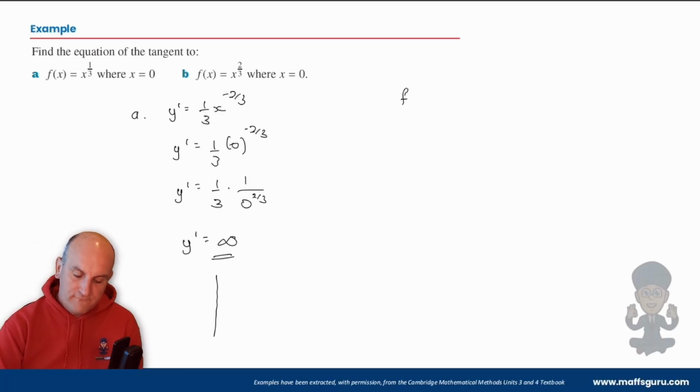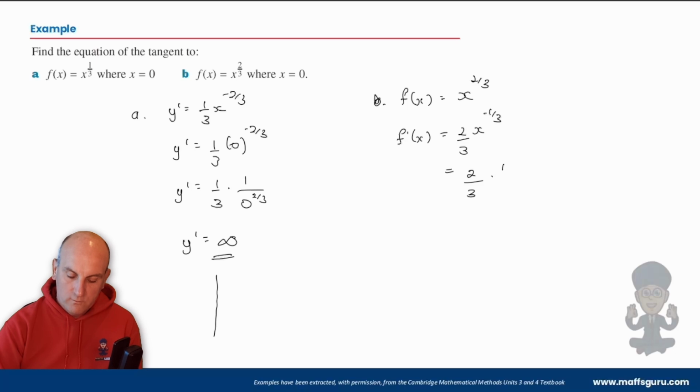What about f of x? So let's do part B now. f of x is equal to x to the power of 2/3. Right, what do we have here? So f dashed of x is going to be 2/3 of x to the power of minus 1/3, and that's basically 2 on 3 times 1 on x to the power of a third. Do we notice what's going to happen here again?